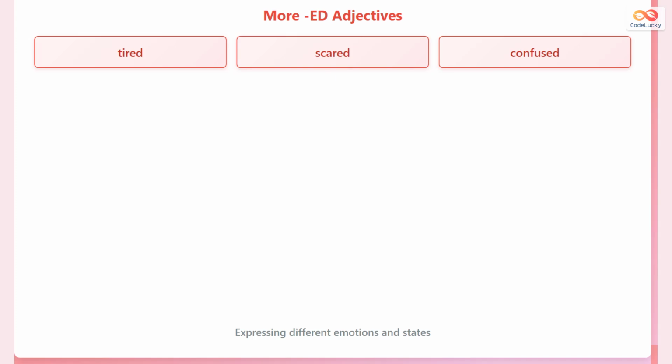Other examples of ed participial adjectives are tired, scared, and confused. These words also describe different emotions or states that a person may experience. Using these adjectives helps express how someone feels in various situations.